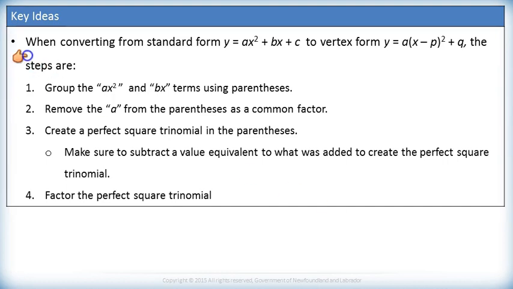So when converting from standard form to vertex form, group your ax squared and bx terms using parentheses, remove the a from the parentheses as a common factor, create a perfect square trinomial, making sure to subtract a value equivalent to what was added to create that perfect square trinomial, and factor the perfect square trinomial.